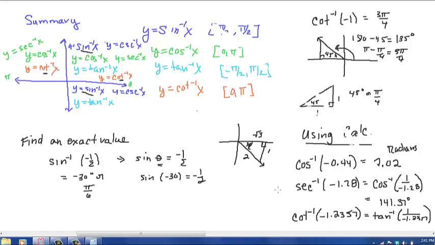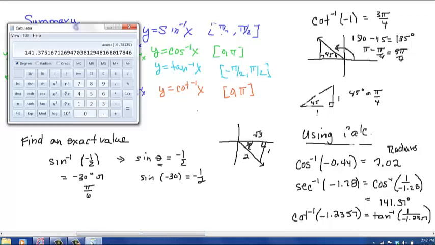But what's going to happen? The calculator is going to give me an answer in quadrant 4, but my angle needs to be over here in quadrant 2. So let's see how we'll account for that.